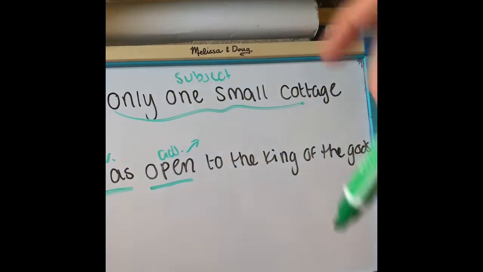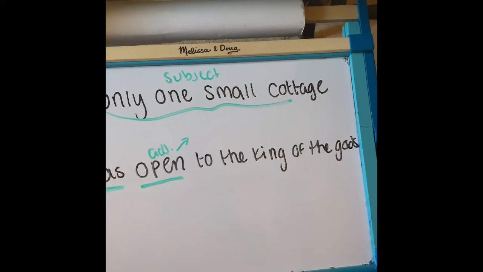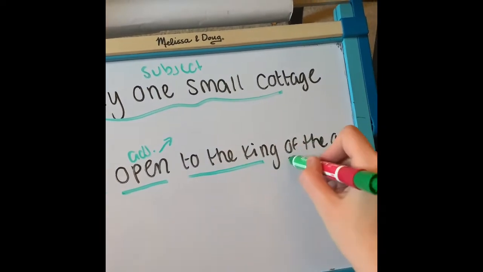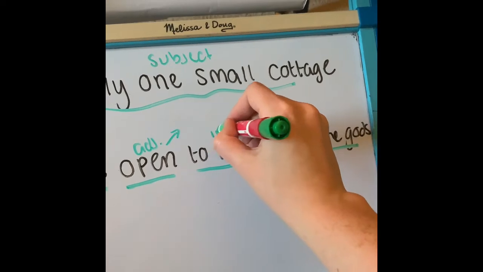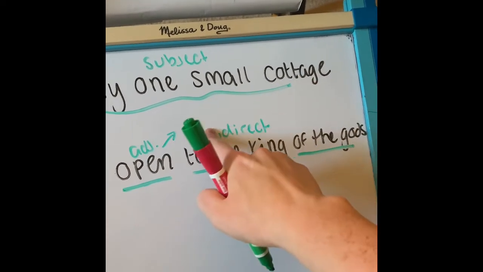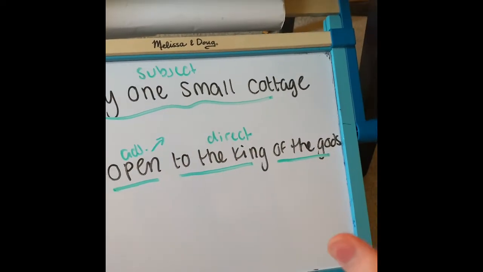And then to the king of the gods, there's a lot happening here. So the to the king is important. That tells us that it's an indirect object. And then of the gods is telling us that that's a possessive. So that's a genitive case. So we're actually using almost all of our cases here.